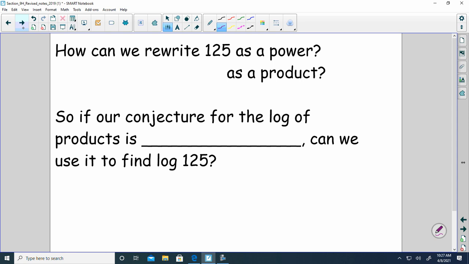Okay, how can we write 125 as a power? Well, it can be 5 to the third. How can I write it as a product? It's 5 times 5 times 5. Okay, so our conjecture for log of a product is, I don't know yet. Or we could realize that we maybe just put this as the same thing as 5 times 5 times 5. Okay, so we might be able to say that. But I think we're going to come up with a little bit better rule.